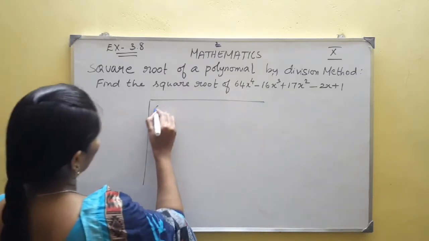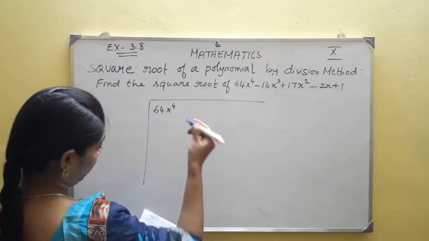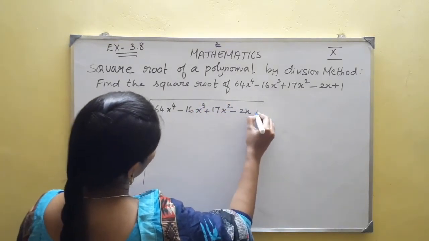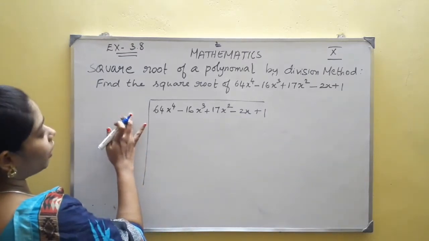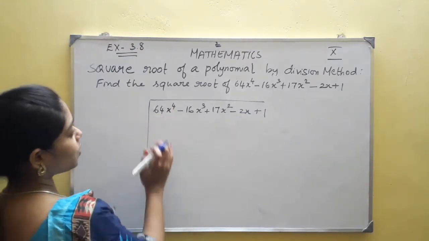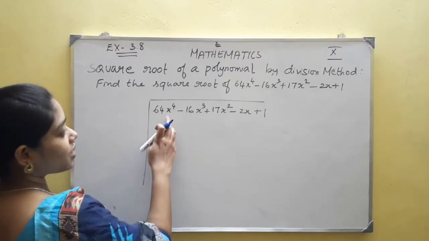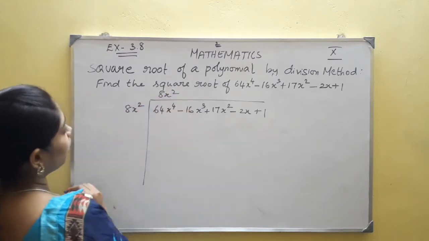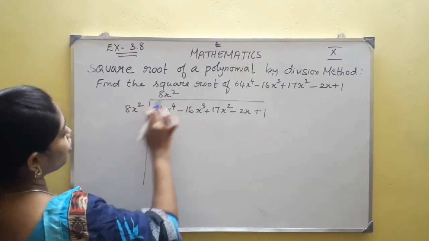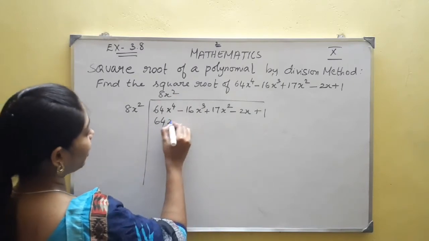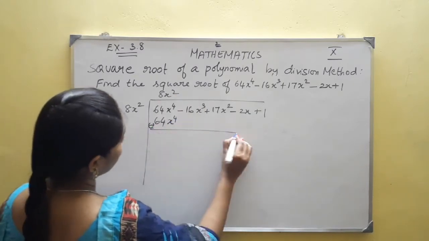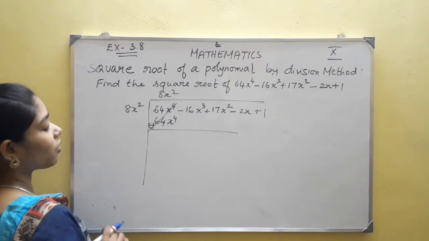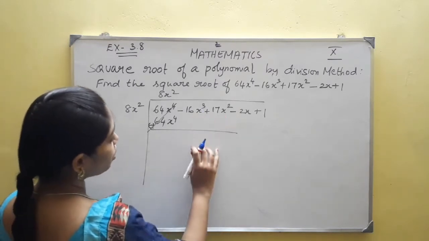So now take this given polynomial, minus 16x cube plus 17x square minus 2x plus 1. You want to find a term which, while multiplying itself, is supposed to give you 64x power 4. So 8 8s are 64. X square into x square gives you x power 4. Bases are the same, so the powers can be added, giving x power 4. So while I change the sign here, it gets cancelled. 64x power 4 minus 64x power 4 gives you 0. Now bring two terms to the next step.